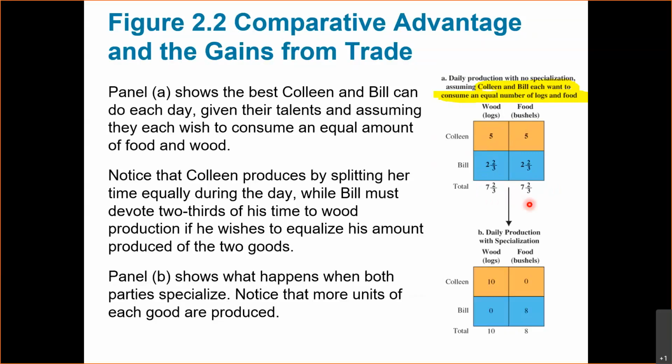But notice what happens if they specialize. If they specialize working 2-person days, Colleen can generate 10 logs of wood and Bill can generate 8 bushels of food. Notice the economy under specialization is now producing more logs and more food than it was with them doing their own thing.